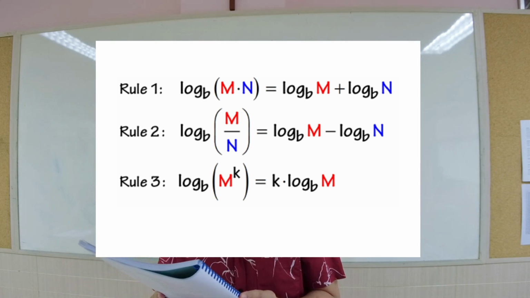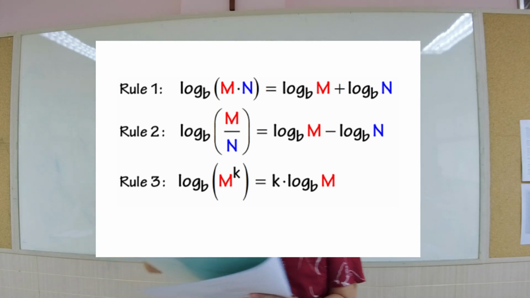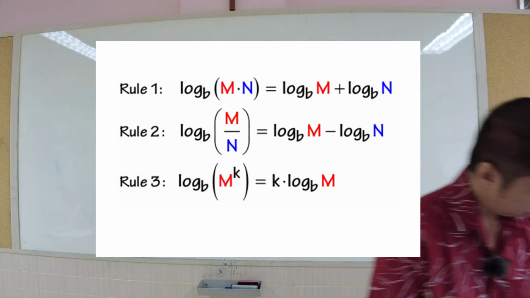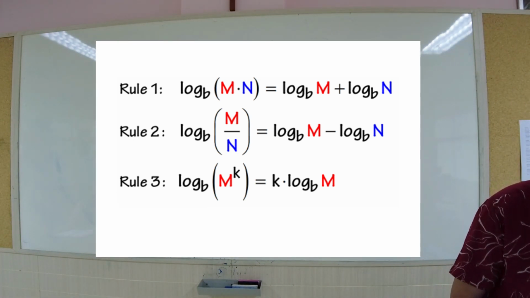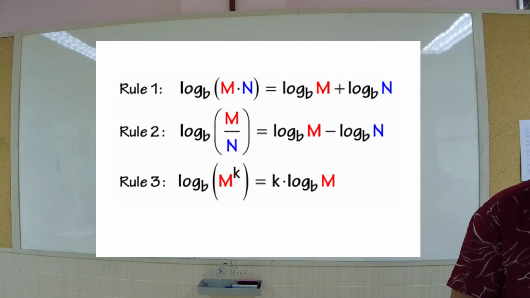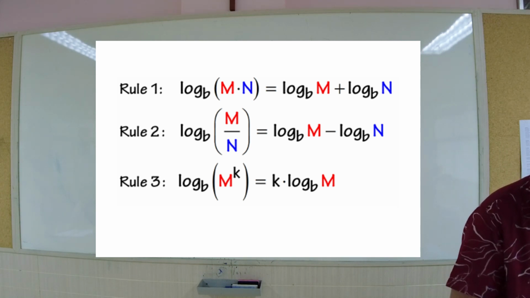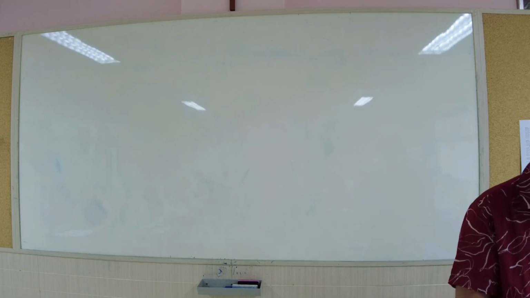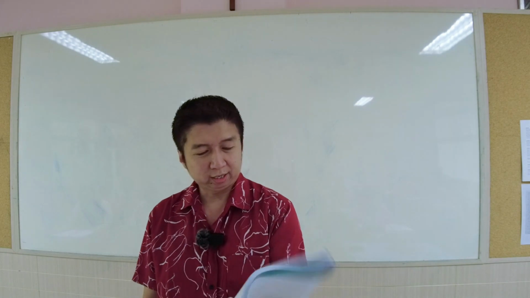Then the last one, the logarithm of a power. Observe that the exponent p moves before, or next to, the symbol of logarithm. Okay, so let us have some examples. Page 27. I'm going to answer 1 to 10.